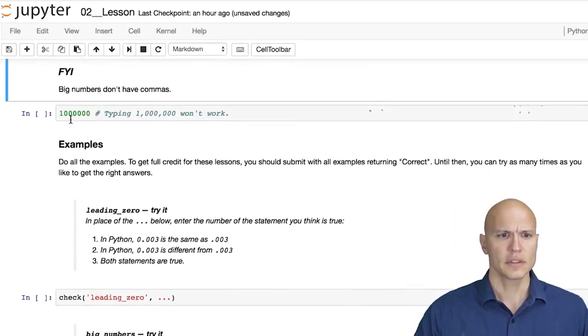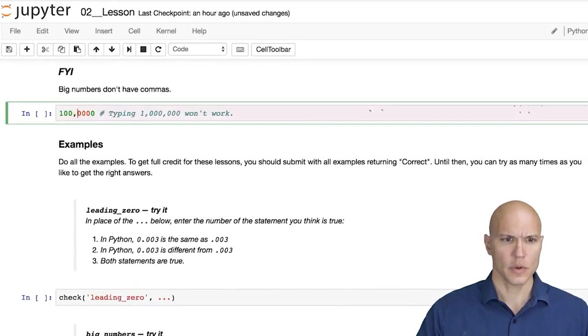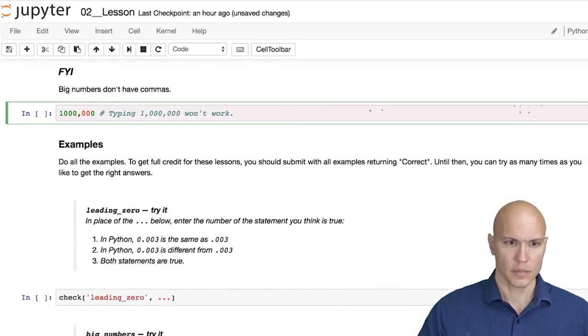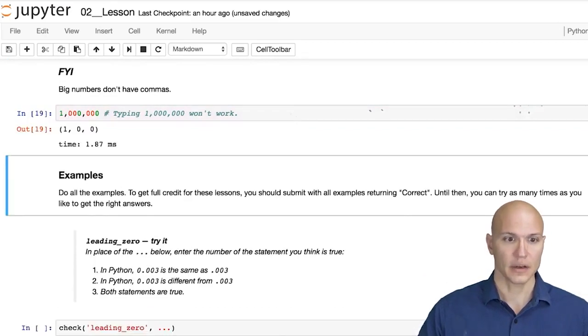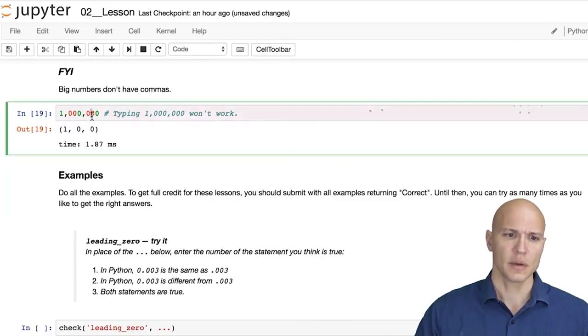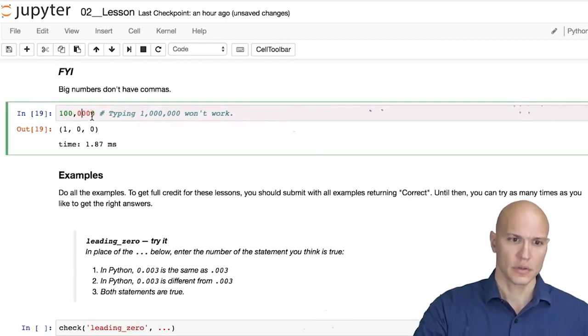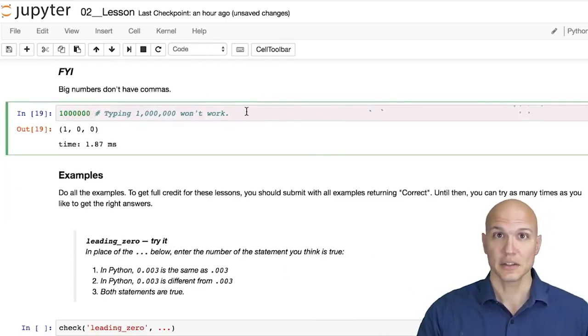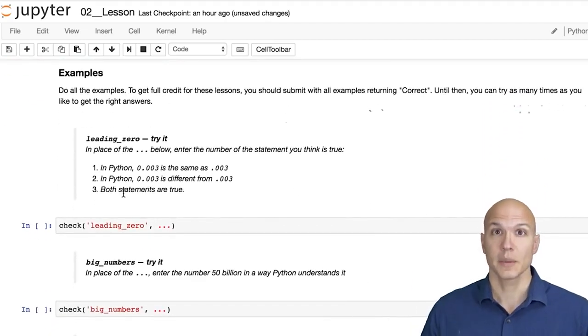Don't use commas. So if I was to add commas to 1,000,000 here, my code would break. I would get an error. Or even worse, something totally random will happen. Don't use commas in your numbers. A million has 6 zeros. Just leave it like that. Having made it this far, I've given you a bunch of examples to make sure you understand these basics, how to represent numbers.